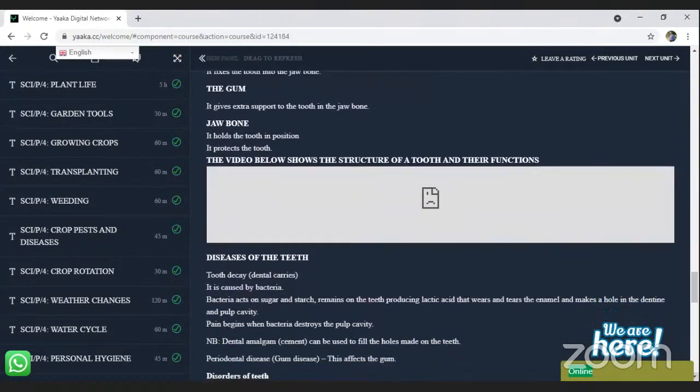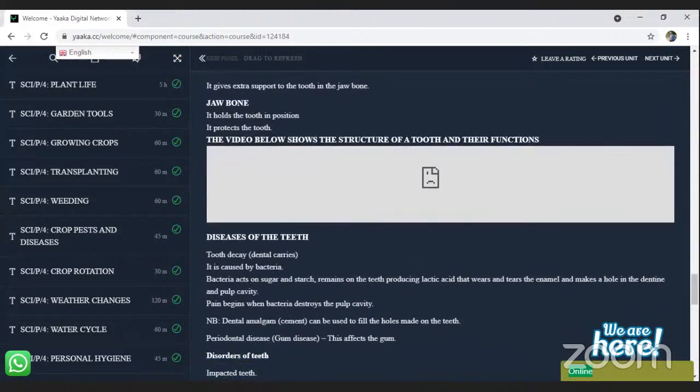And then the other one is the diseases. We have very many diseases. We have tooth decay, which is also called dental caries. This tooth decay is caused by bacteria. And then we also have periodontal disease, which is also called gum disease. It affects the gum, and for you to know it, you realize that the gum starts swelling and bleeding when you're chewing something or brushing teeth.